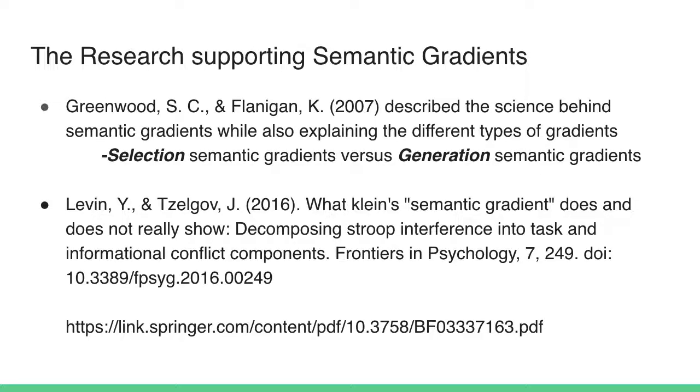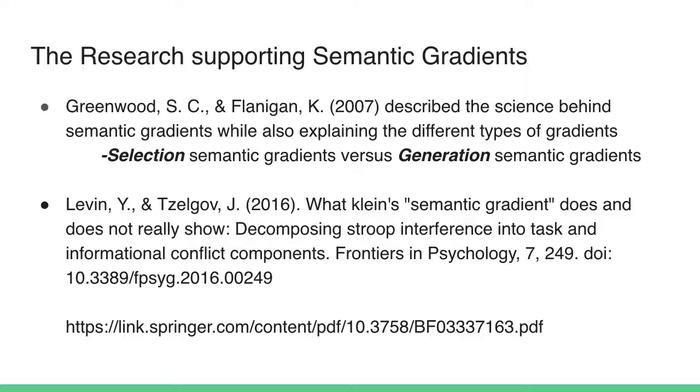There are tons of research supporting semantic gradients. One study is by Greenwood and Flanagan. Their study discusses what semantic gradients are, how they are used, and the types of semantic gradients that exist. Two types of semantic gradients include selection semantic gradients and generation semantic gradients.